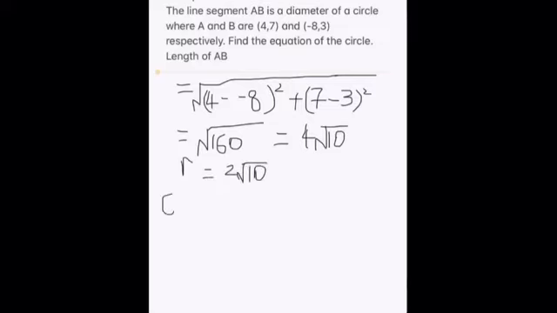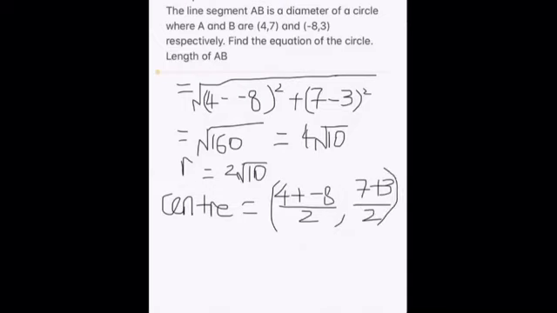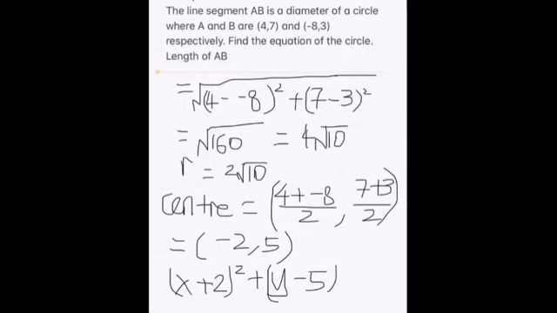And now we're going to try and find the center and its coordinates, which is the midpoint of AB. 4 plus -8 divided by 2 is -2, and 7 plus 3 divided by 2 is 5. Now we know its center and the length of its radius, so we can try and come up with the equation. So basically, we would substitute the values that we found into the formula.